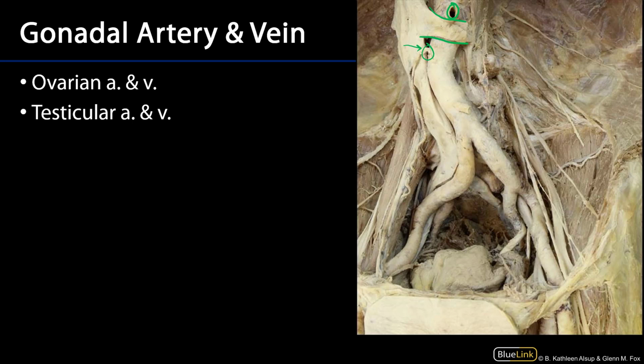And we know that this is approximately at the L1 level. We can also see the inferior mesenteric artery trunk there. That's at about the L3 level. The bifurcation of the abdominal aorta into the common iliacs is at about the L4 level. And so here is our approximately L2 origin of a gonadal artery.